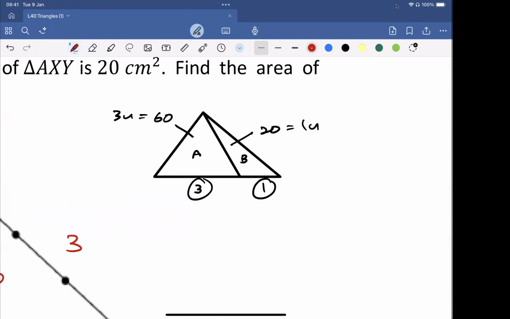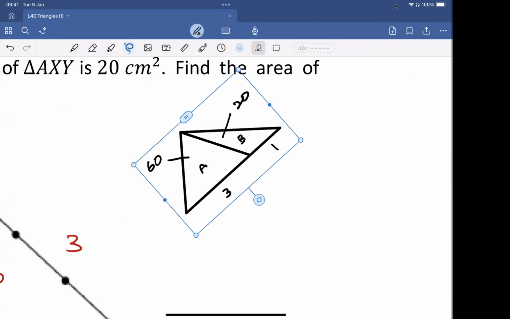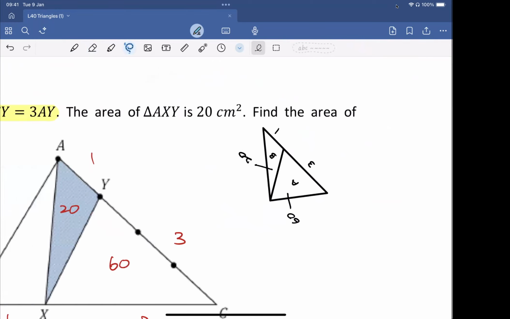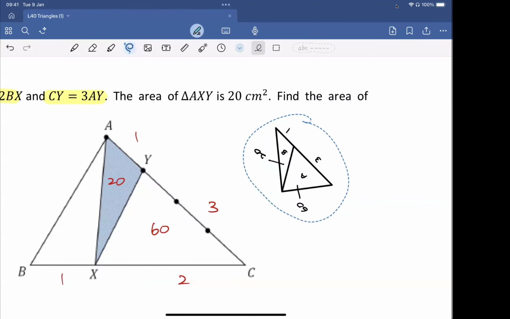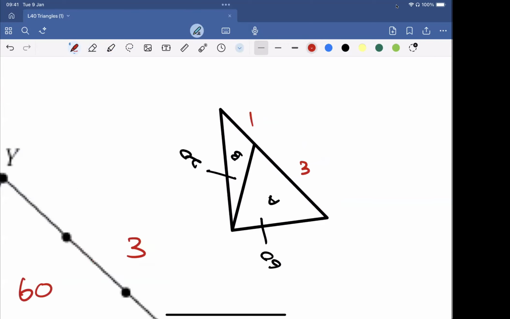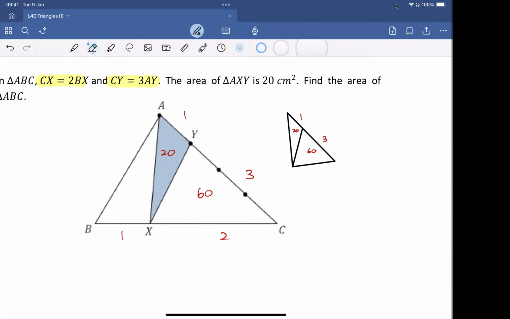Okay, a lot of students have problem with visualization. Just because the triangle is rotated, suddenly you don't know how to do it. Can you see that this is exactly the same? One is to 3, right? Then this is 20 and 60, correct? Ta-da. There you go. It's exactly a duplicate of what the question is showing, right?